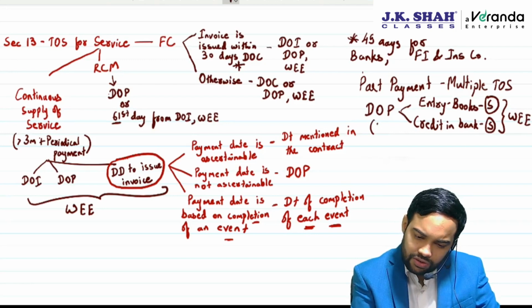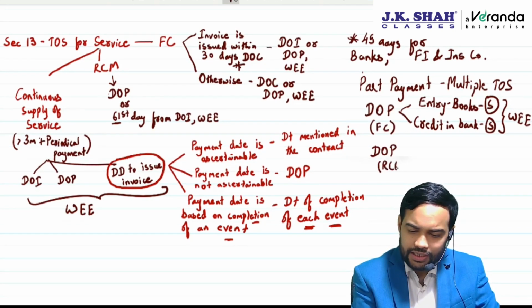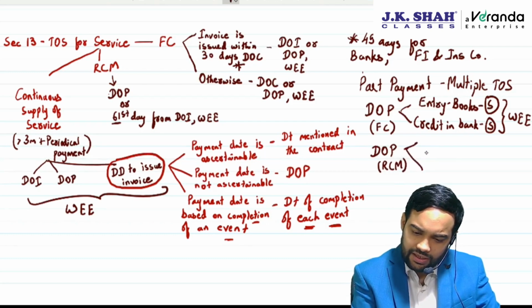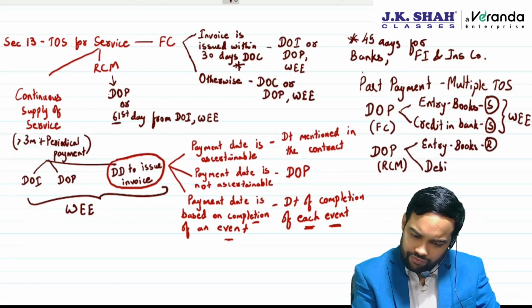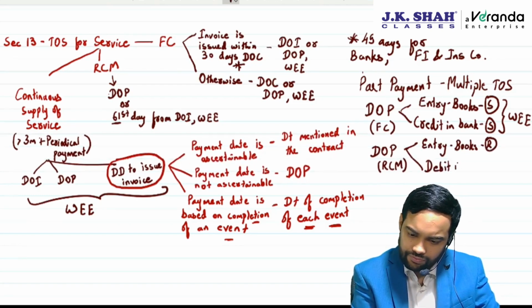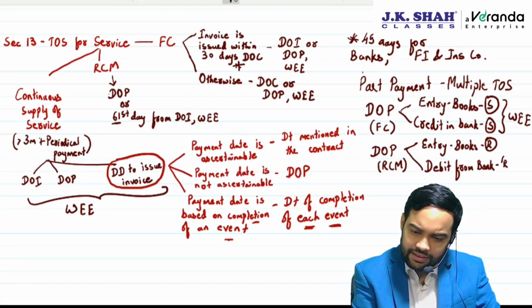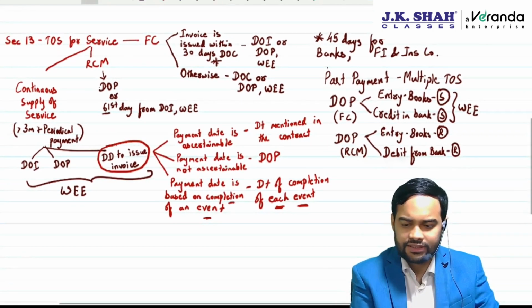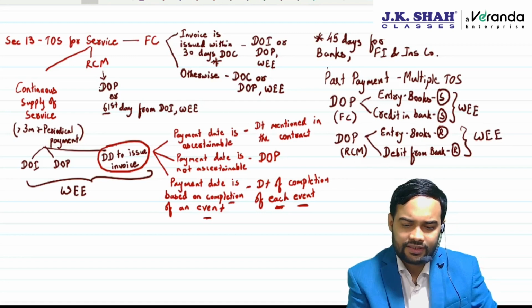What about reverse charge? Reverse charge simply uses DOP. Reverse charge, it would be entry in the books of recipient or debit from the bank of recipient, and again the law says whichever is earlier. Correct? Okay.